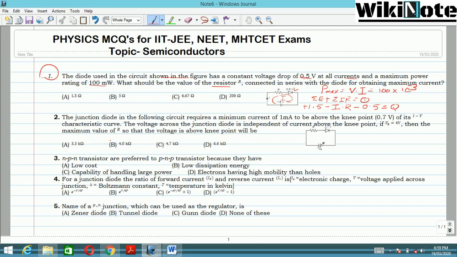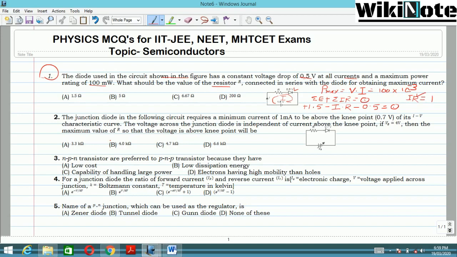So 1.5 minus 0.5 gives rise to plus 1, and this IR, so this equation will become IR is equal to 1. So these are the two unknowns. I don't know the current flowing, and I don't know the resistance which I have to calculate.